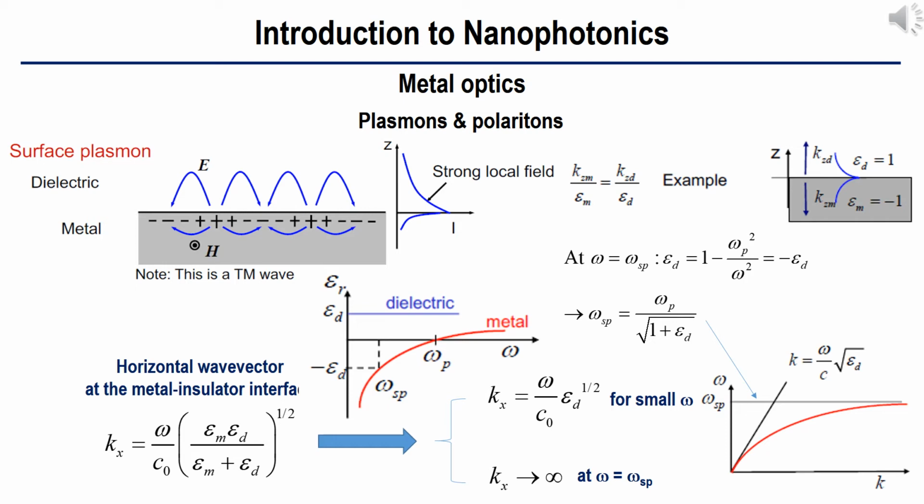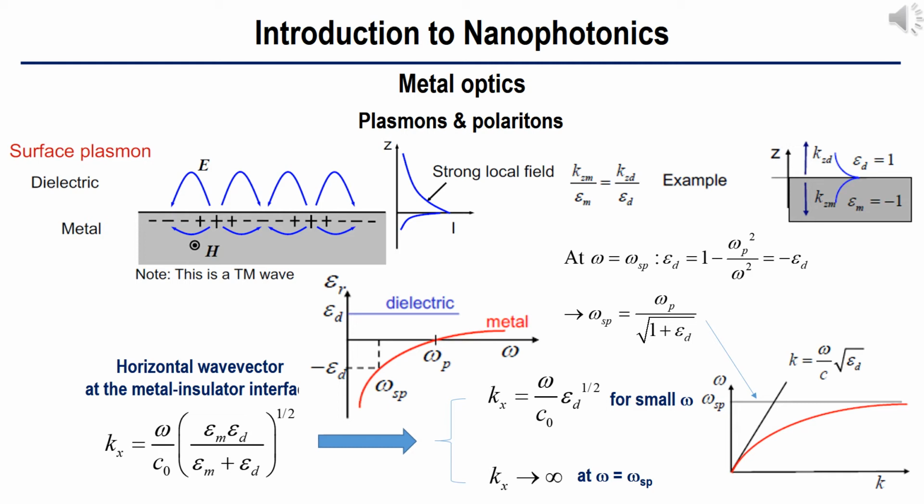Second, at the surface, it is possible to derive the horizontal part of the wave vector k sub x from the dispersion relation as. Let's remember that dielectric constant of metal decreases with decreasing angular frequency omega. For very small frequency, the absolute value of epsilon sub m is much greater than that of insulator epsilon sub d. Then, we can obtain a default dispersion relation.